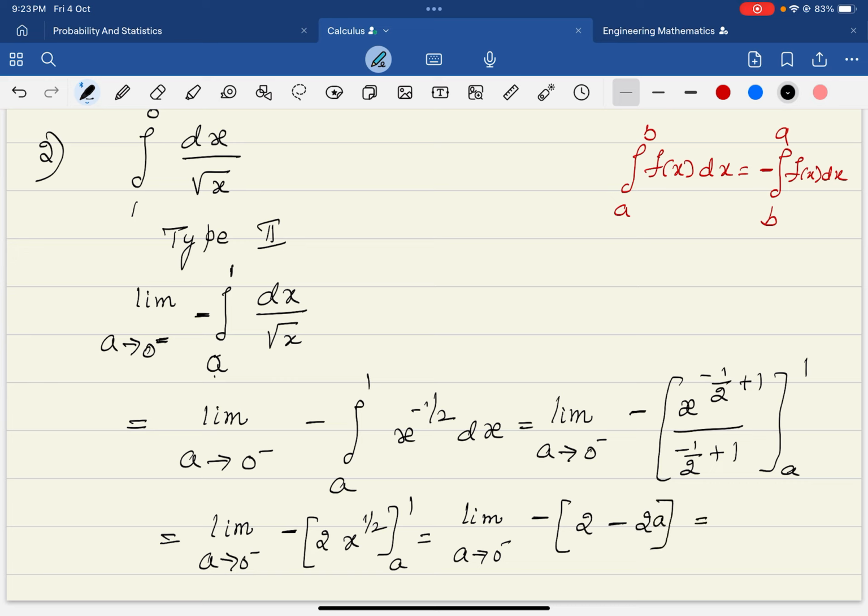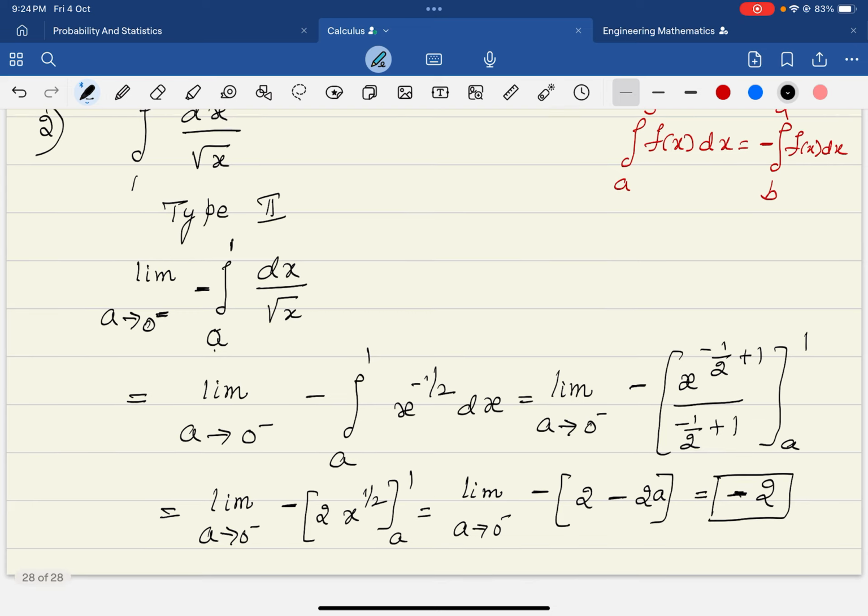Now as a goes to 0, what is the value? As a tends to 0, this value goes to 0, so you will remain with only minus 2. So the value of the limit is minus 2. So this is the solution. The value of the limit is given by negative 2. This is the solution for the given problem. So like this we can solve the improper integrals of type 2. Thank you.